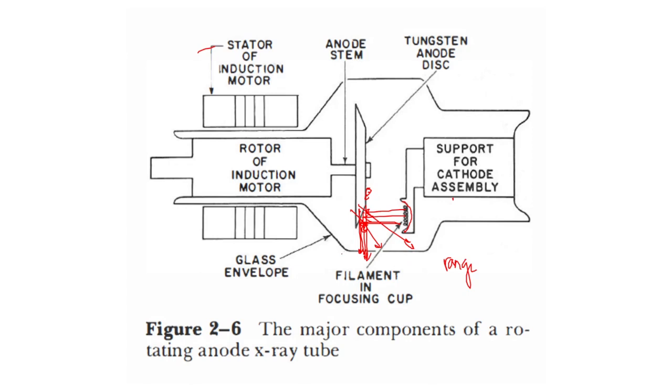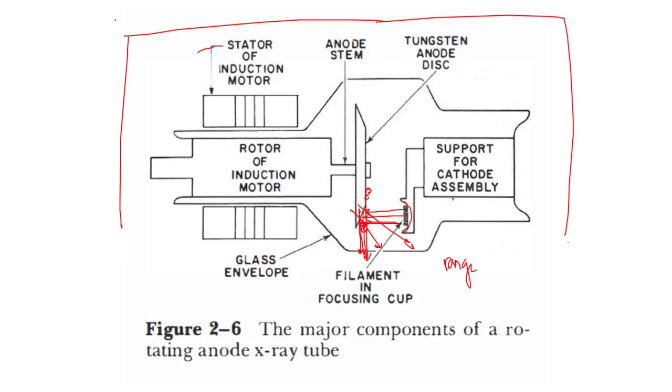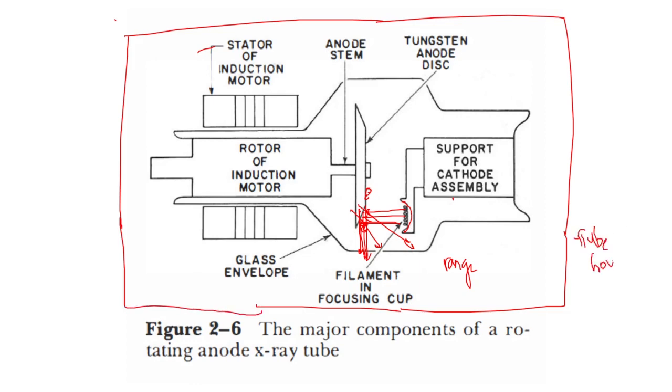made the tube housing. This whole X-ray tube is actually surrounded by an envelope, and this is called the tube housing. This tube housing is actually made up of lead. This lead will absorb the primary and secondary X-rays. Primary X-rays are actual X-rays, whereas secondary X-rays are scattered X-rays.